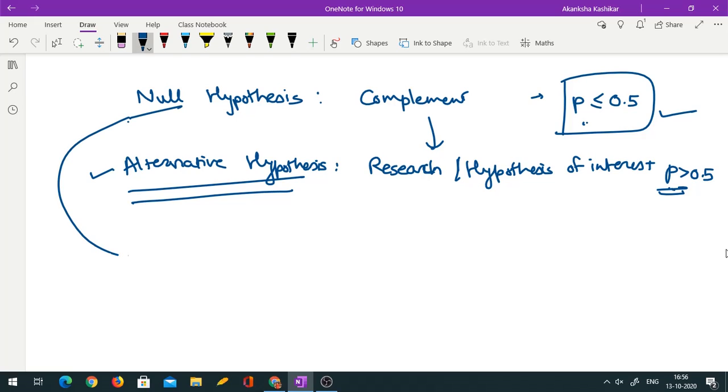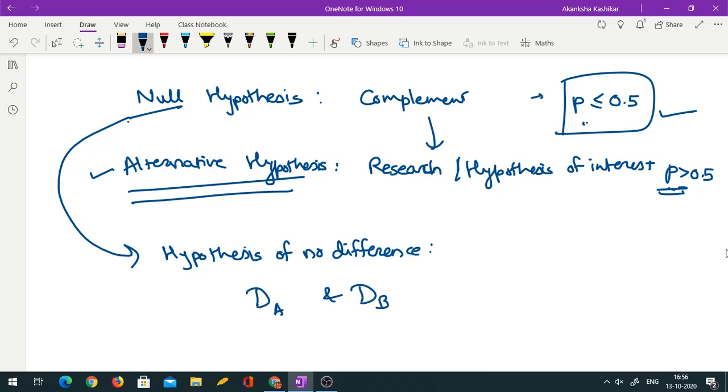Now why the name null? The name is null because generally the null hypothesis is a hypothesis of no difference. Generally, I am saying, not always. What do I mean by this? Suppose there are two drugs in the market, drug A and drug B, and I want to check whether one drug is more efficient than the other. Then my H0 would be that both the drugs are equally efficient, so the efficiency of drug A is the same as the efficiency of drug B. And my alternative hypothesis would be that the efficiency of drug A is not the same as the efficiency of drug B.